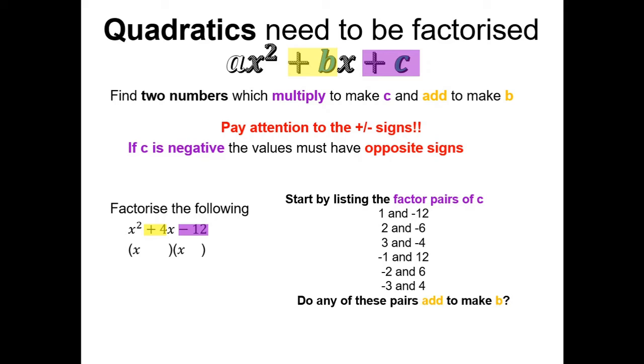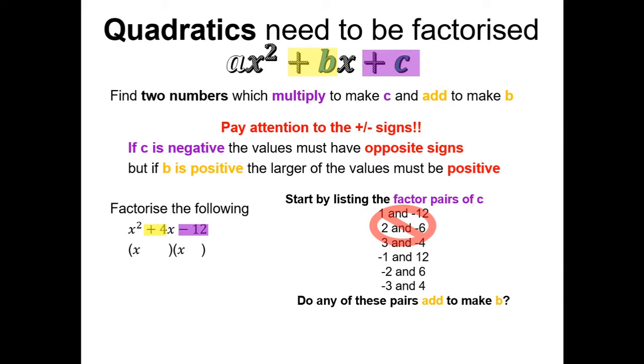But thinking about the pair that adds up to make positive 4. We've been over this before. If you have a positive number and a negative number and they need to add to make a positive, we want the bigger number to be positive, right? So let's forget about these pairs here, because 1 minus 12, that bigger number being negative, is going to take me into the negatives. It's not going to give me an answer of positive 4.